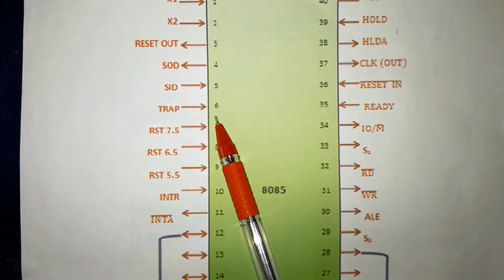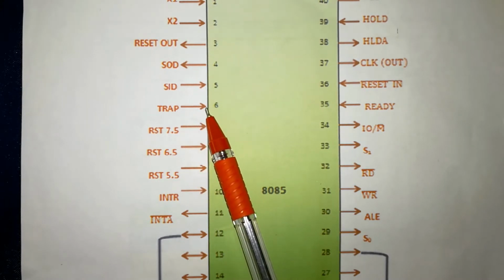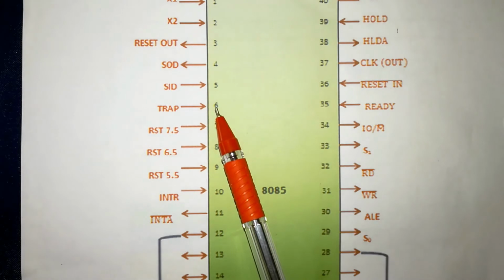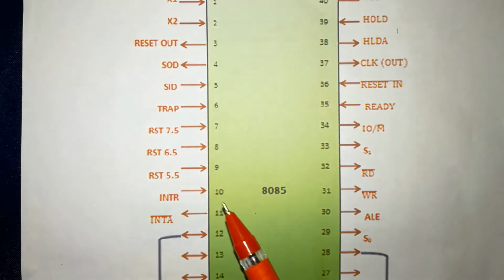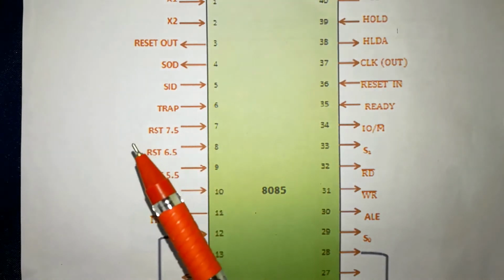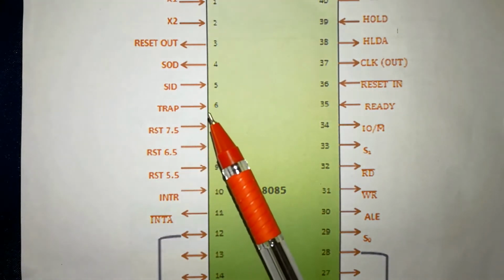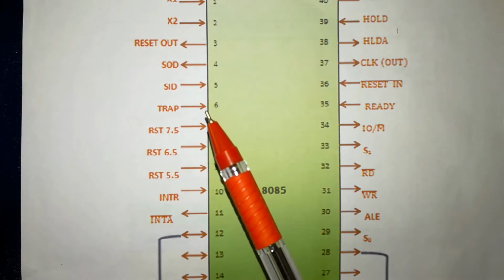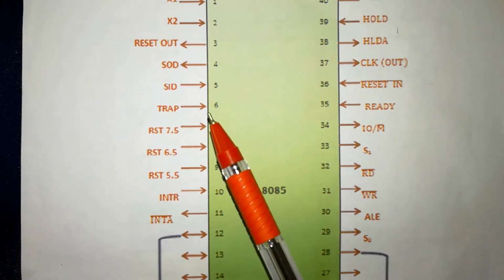Pin number 6 is trap. It is non-maskable interrupt request. It has the highest priority among interrupts. Means it is unaffected by any interrupt enable or maskable interrupt. It is used to interrupt the microprocessor.